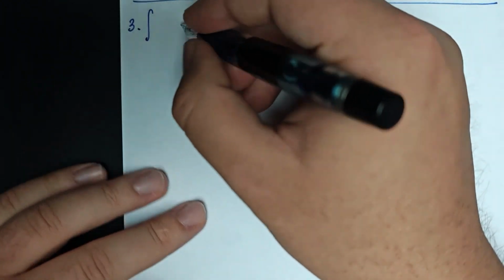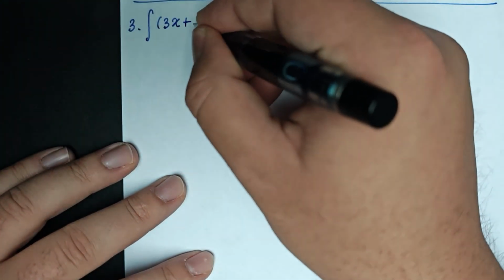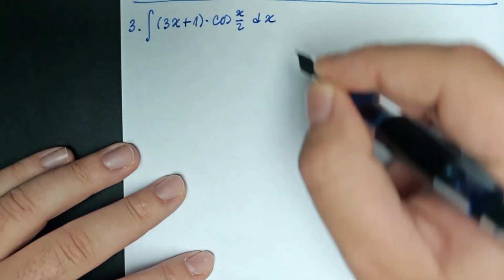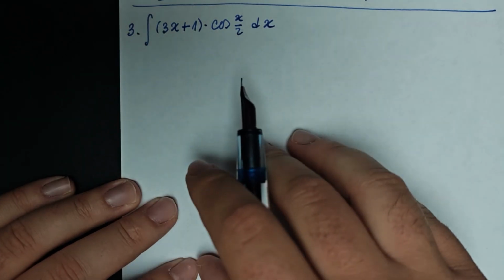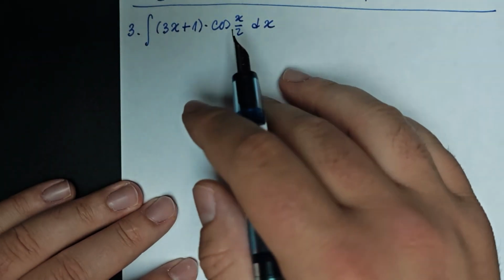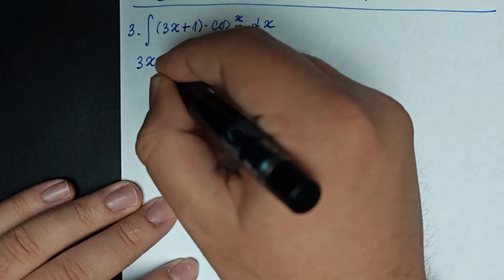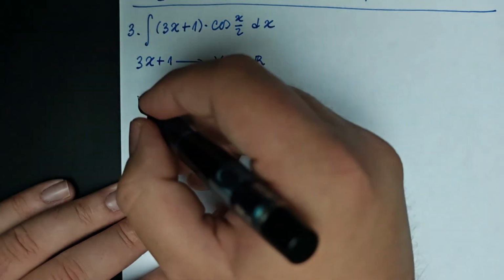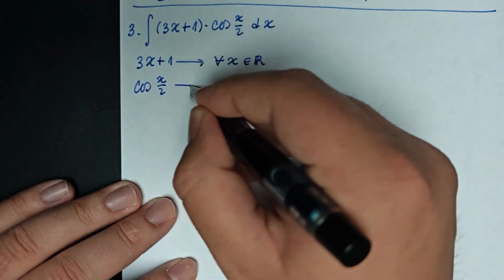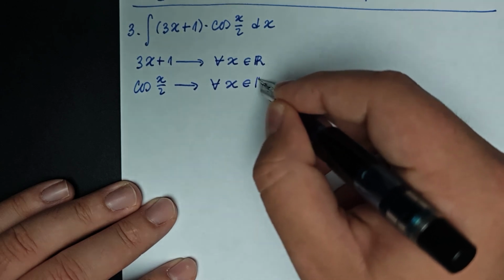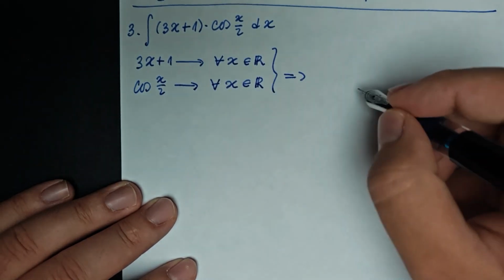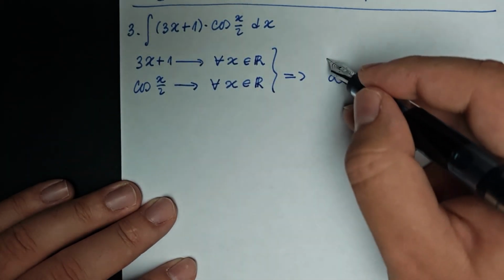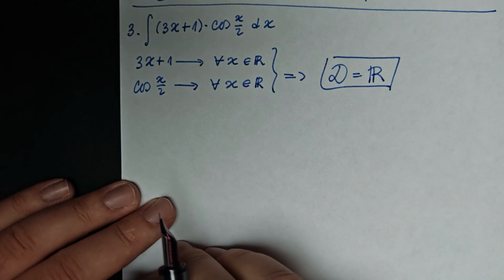Third integral on our list is an integral of 3x plus 1 multiplied by cosine of x half dx. Again, we have to find the area in which this integral is defined. 3x plus 1 is well defined for all x which are real numbers, and cosine of x half is also well defined for all x which are real numbers. And that means that the area in which this integral is well defined is the entire set of real numbers.